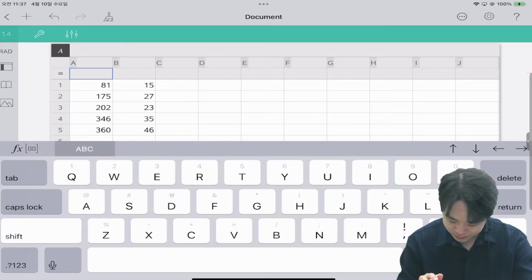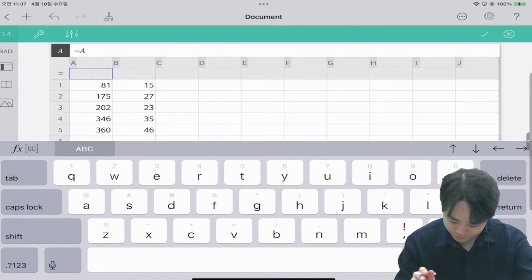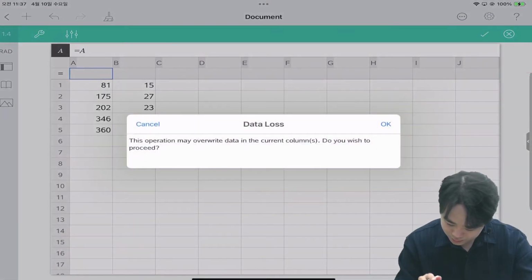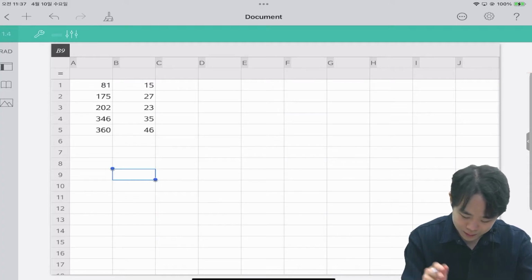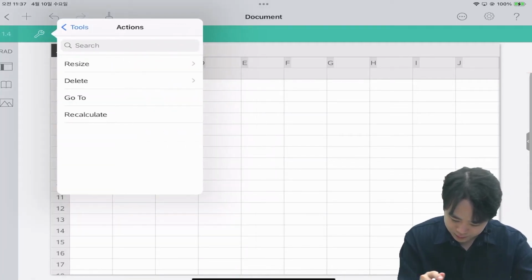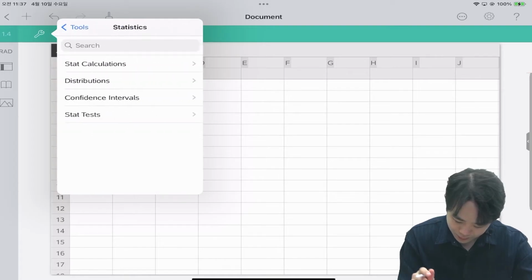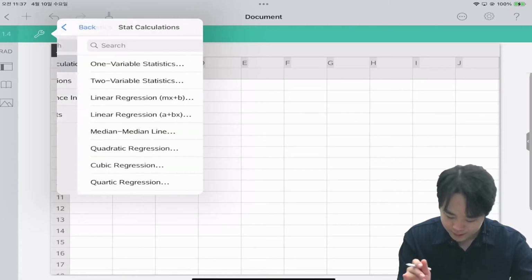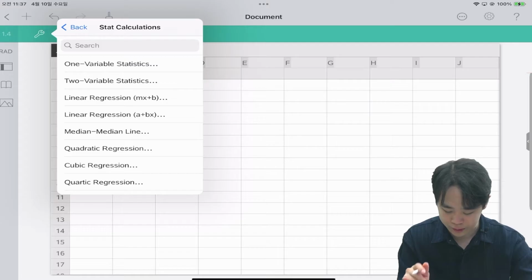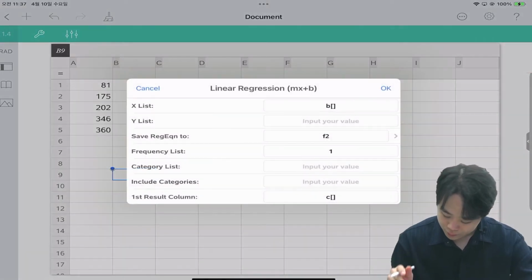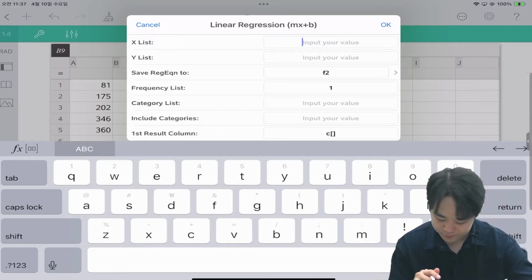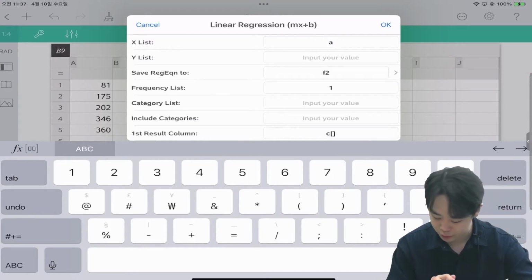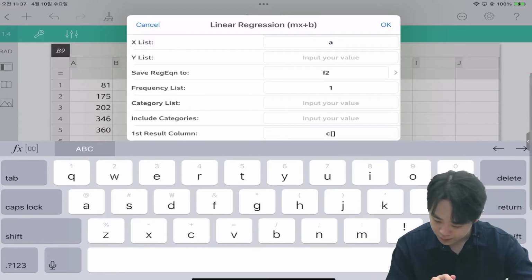Let's call this one list A. Okay, so this is list A and this is list B. So let's go to actions and do a stat calculation for linear regression. We can set up a linear regression here. The X list is going to be A, which is our y, the children.